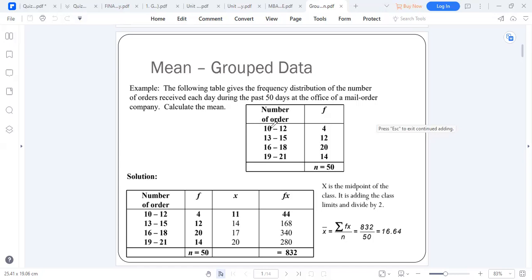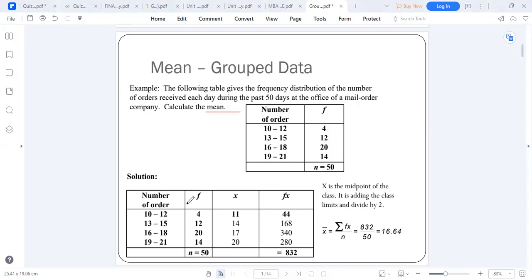So we have 10 to 12, 13 to 15, 16 to 18, 19 to 21, and the respective frequencies are given as follows. What we want is to find the mean. For grouped data, the mean is given by x bar equals the summation of fx over n. So we need to fill in the frequency distribution table.